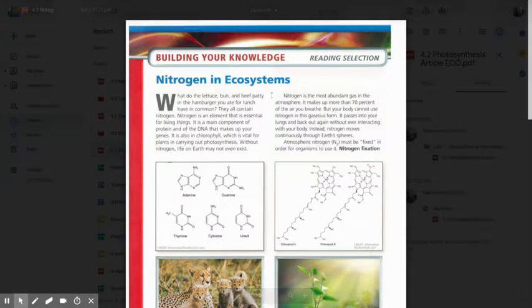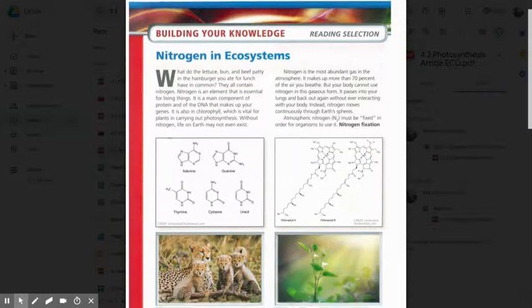Nitrogen is the most abundant gas in the atmosphere. It makes up more than 70% of the air you breathe. But your body cannot use nitrogen in its gaseous form. It passes into your lungs and back out without even interacting with your body. Instead, nitrogen moves continuously through Earth's spheres. Atmospheric nitrogen, or N2, must be fixed in order for organisms to use it.